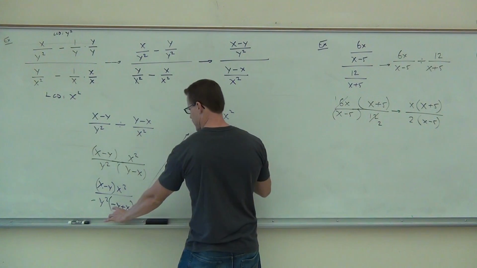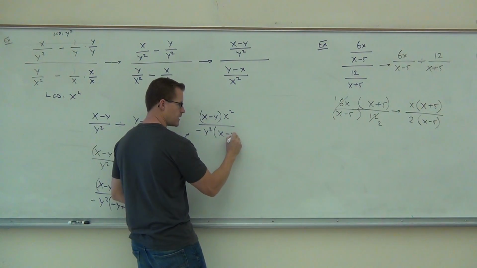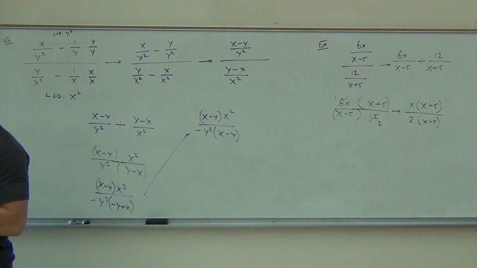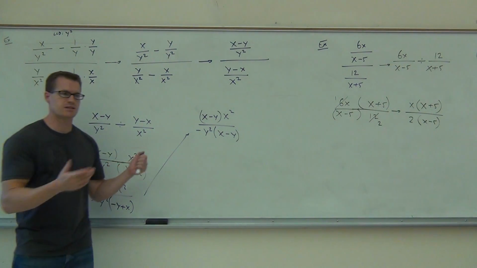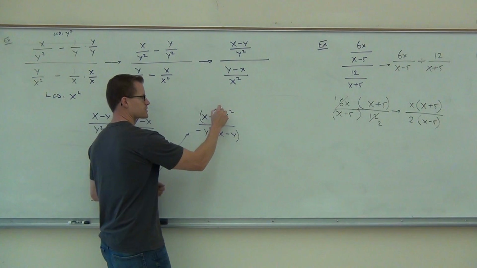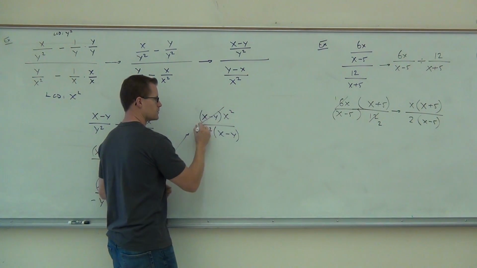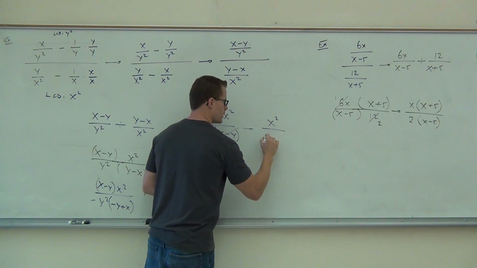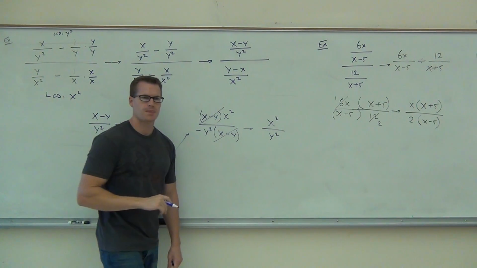So instead of negative y plus x, I'll have x minus y. Now do you see something we can simplify out? X minus y. That's great. That's what we wanted to have happen. So this is gone. I get x squared over y squared.